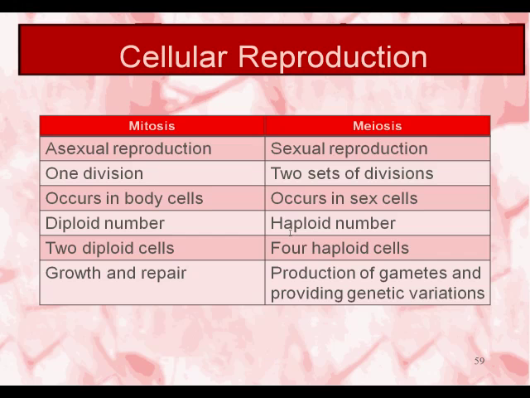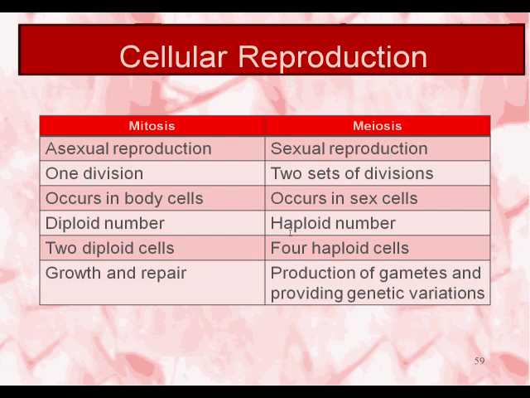This chart compares mitosis and meiosis. Mitosis is a form of asexual reproduction, and meiosis is a form of sexual reproduction. In mitosis, there is only 1 division, and in meiosis, there are 2 divisions. Mitosis occurs in body or somatic cells. Meiosis occurs in sex cells or gametes. Mitosis produces 2 diploid cells, and meiosis produces 4 haploid cells.